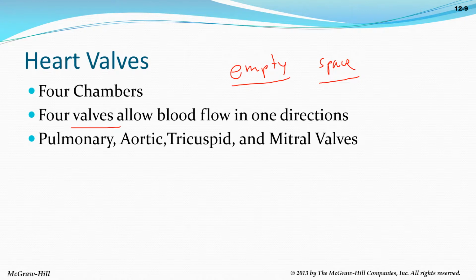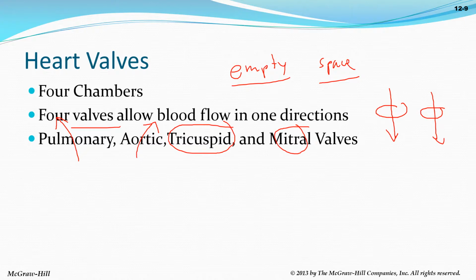4 valves that prevent backflow. So we know the tricuspid and mitral valves, right? That's from the atrium pumping blood down to the ventricles, right? So that's the valve. And then when the ventricles contract, they pump blood up, right? So that is your pulmonary semilunar valve and your aortic semilunar valve. So those regulate blood flow from the ventricles out to the lungs and from the ventricles out to the body via the aorta.